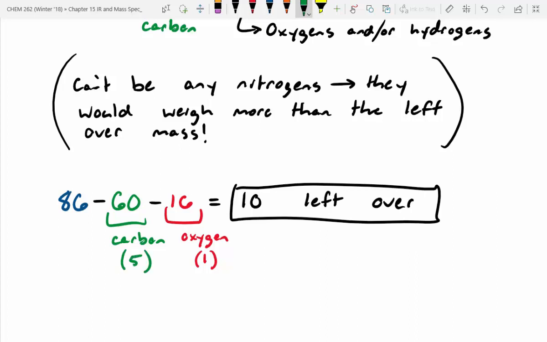All right, so we're ready to go. Do you think we have 2 oxygens by any chance? No, because it weighs 16. Again, that wouldn't make any sense. So the 10 left over, what do you think that likely is going to be? Yeah, so likely hydrogen.